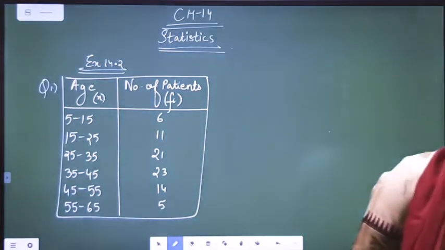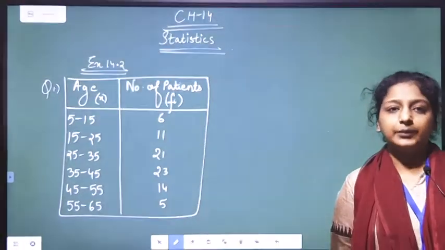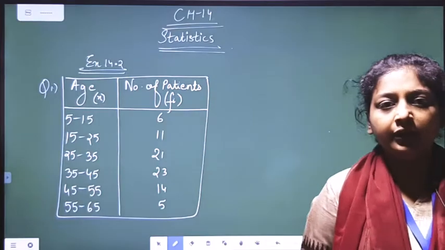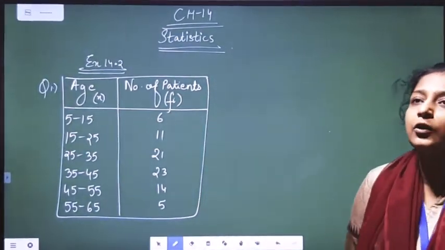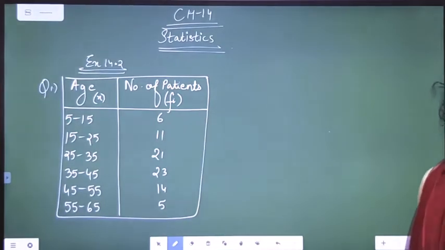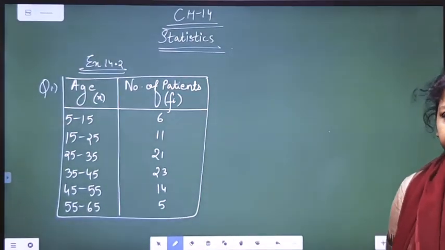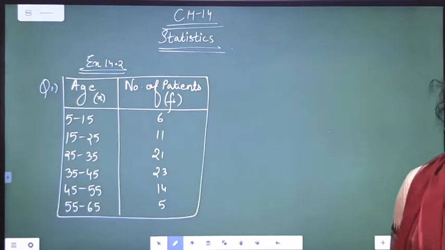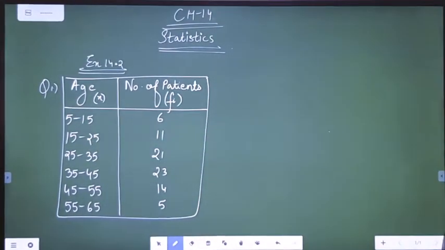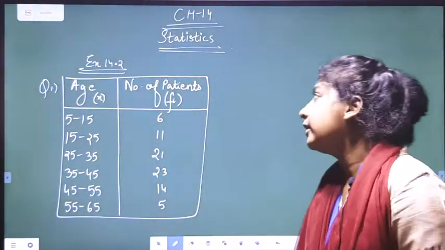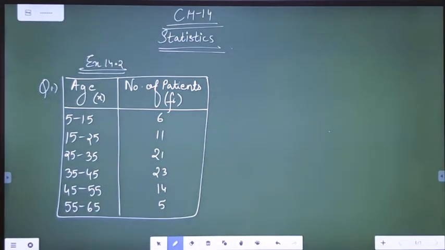We were doing chapter number 14, statistics. We have completed exercise 14.1. Exercise 14.1 was based on calculation of mean of grouped data. We have discussed three methods for calculation of the mean. The first method was the direct method, then we did the assumed mean method, and ultimately we did the step deviation method also. Today we will be doing exercise 14.2.